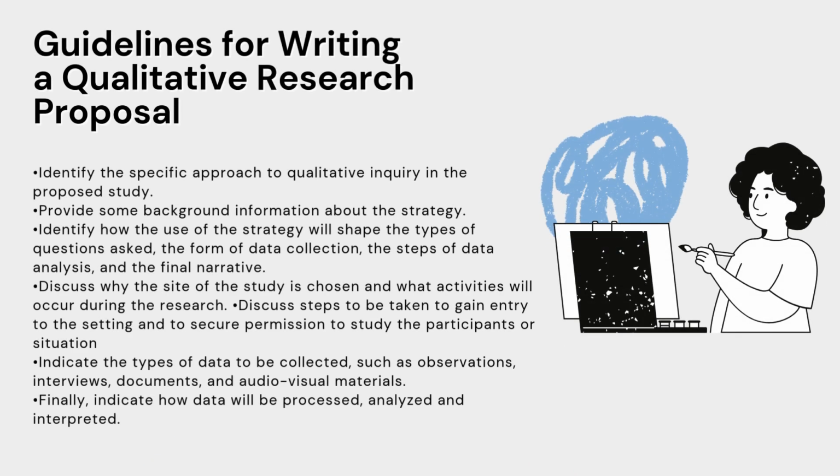If you are planning a qualitative research project, there are some important guidelines to follow when writing your proposal. These guidelines include identifying your specific approach, providing background information, explaining how your strategy will shape your research, and discussing your site selection and activities. You should also discuss how you will gain entry to the setting, indicate the types of data you will collect, and explain how you will process, analyze, and interpret your data.